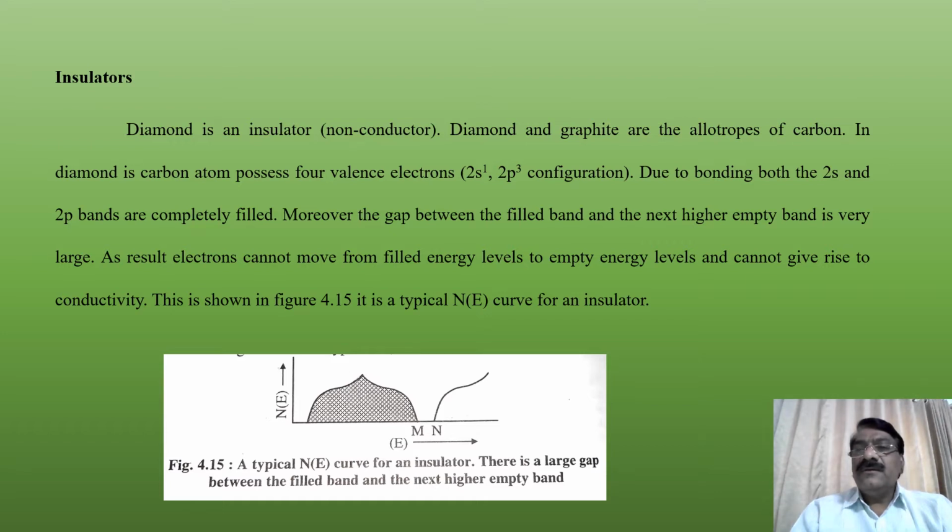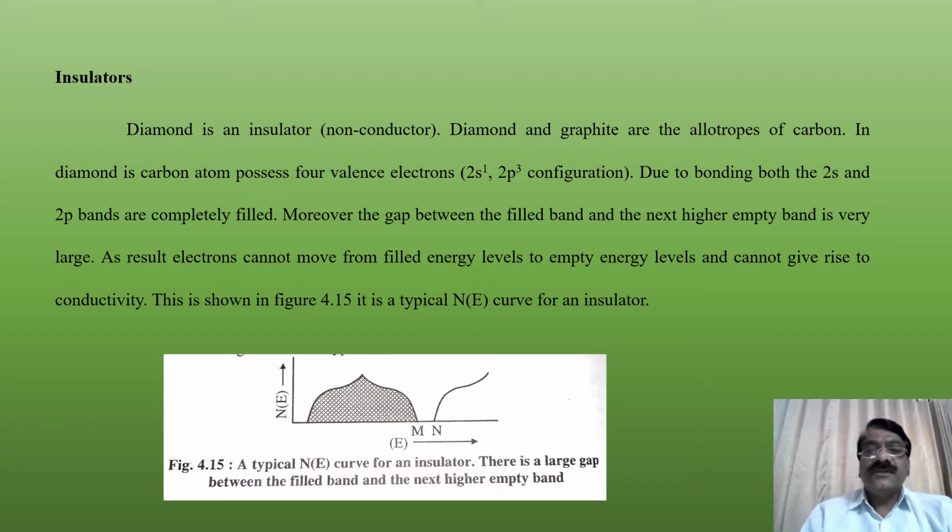Due to bonding, both the 2s and 2p bands are completely filled. Moreover, the gap between the filled band and the next higher empty band is very large. As a result, electrons cannot move from the filled energy band to the empty energy band or level and cannot give rise to conductivity. This is shown in the figure. It is a typical E-k curve for an insulator. See there, Eg is the gap, which is very large, and electron transfer from the filled band to the conduction band is not possible.